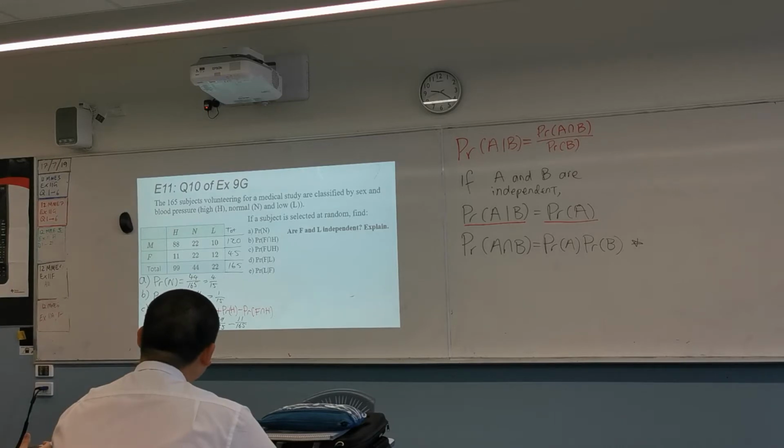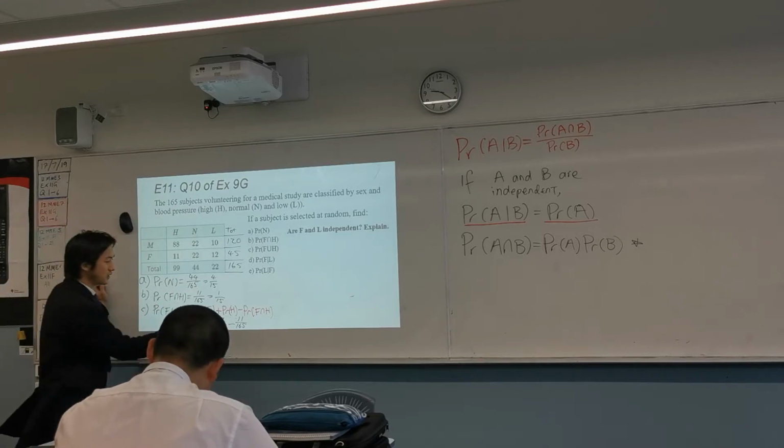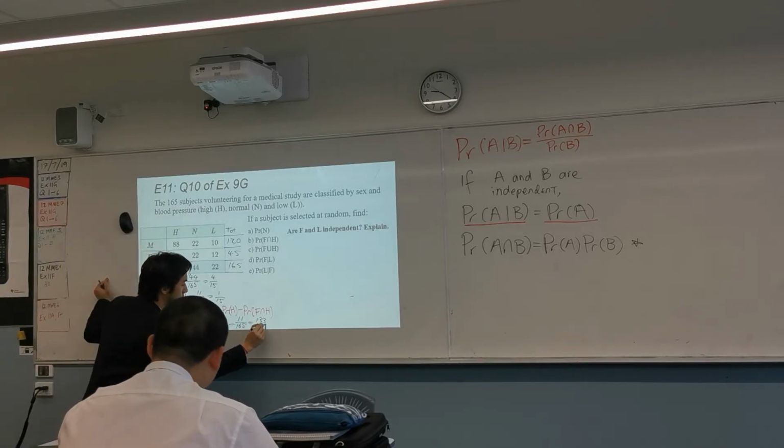So let's add these numbers together. 45 plus 99 is 144. And then take away 11, that's 133. Great. So it's 133 out of 165.